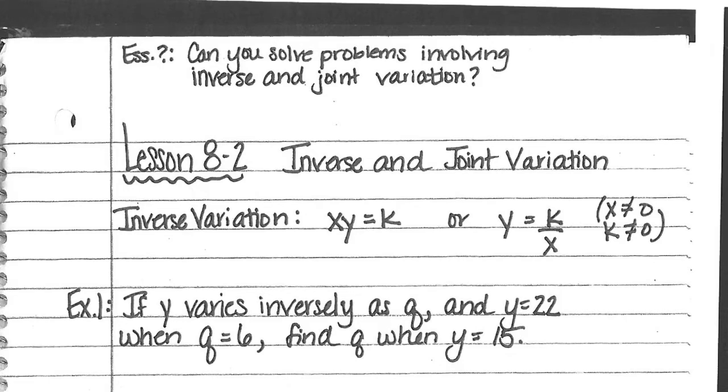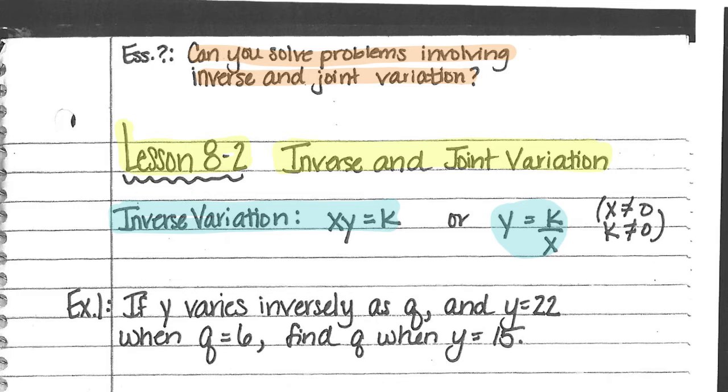Right, Algebra 2. Yesterday we worked on direct variation. Today we're in Lesson 8.2 working on inverse and joint variation. Inverse variation, I use xy equals k. You can also divide by x, y equals k over x. Obviously x cannot equal 0, k cannot equal 0. Our essential question is, can you solve problems involving inverse and joint variation?